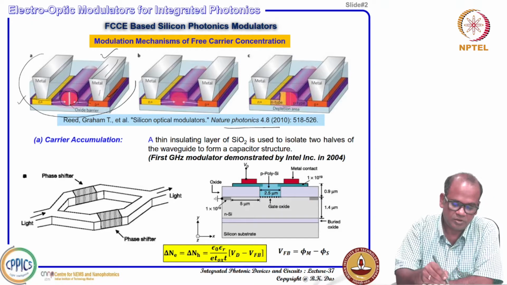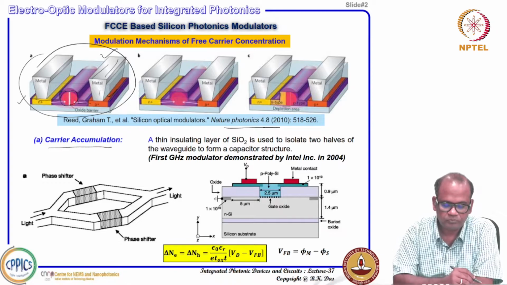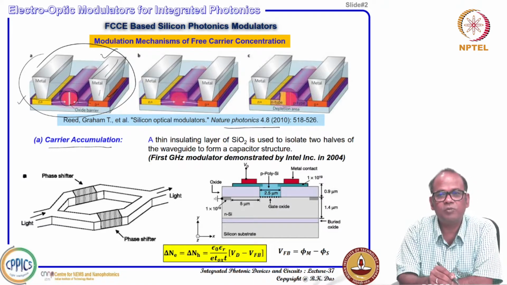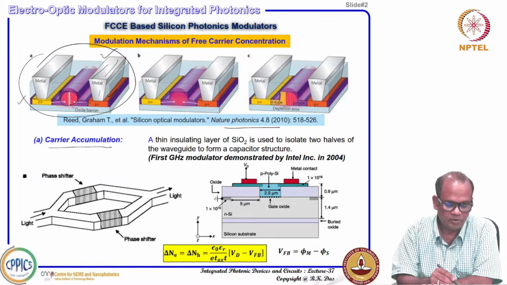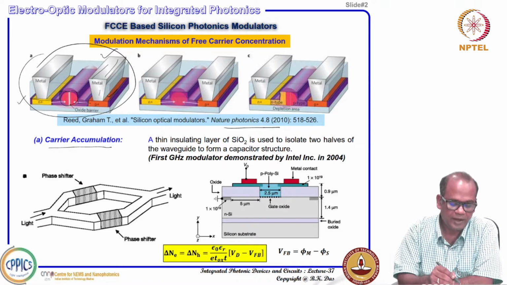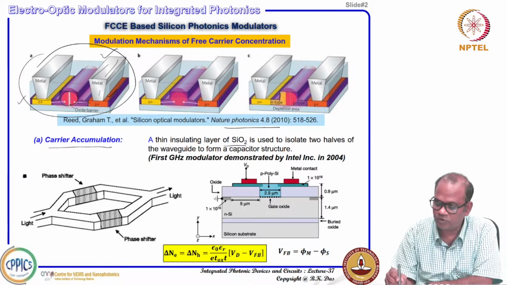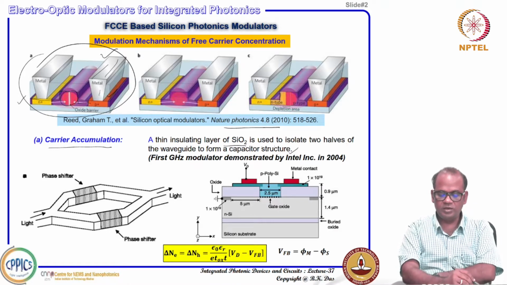First, let us concentrate on this one. That is called carrier accumulation. This type of waveguide structure or modulator structure works on the principle of controlling carrier accumulation in the waveguide region. Okay. A thin insulating layer of silicon dioxide is used to isolate two halves of the waveguide to form a capacitor structure. Okay.